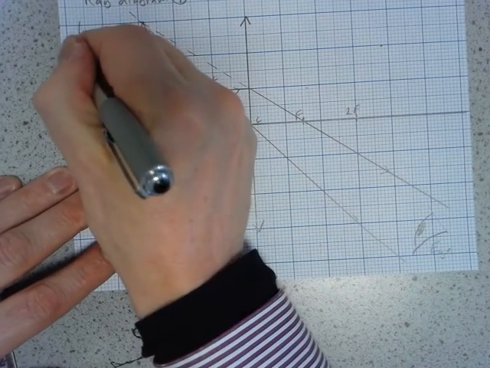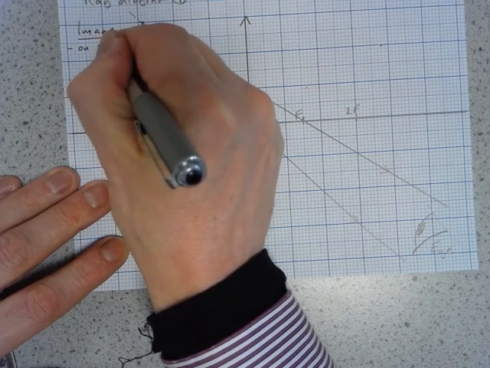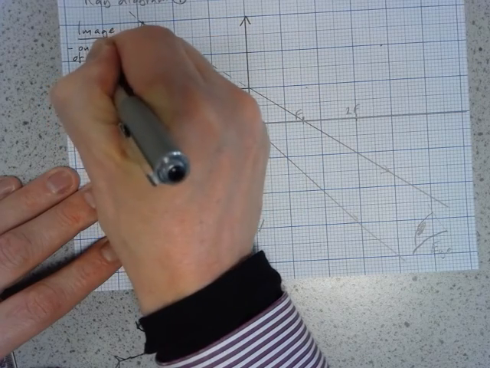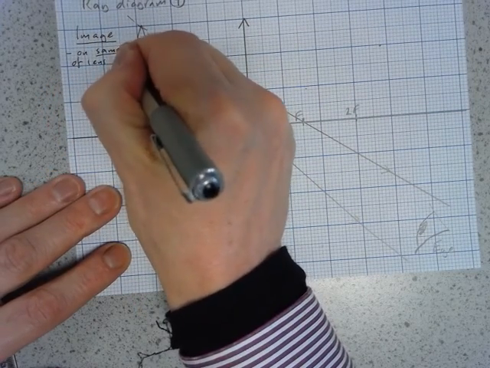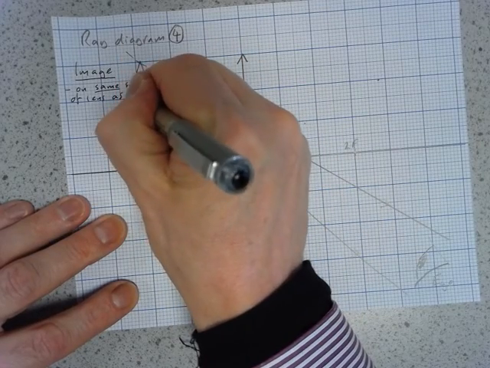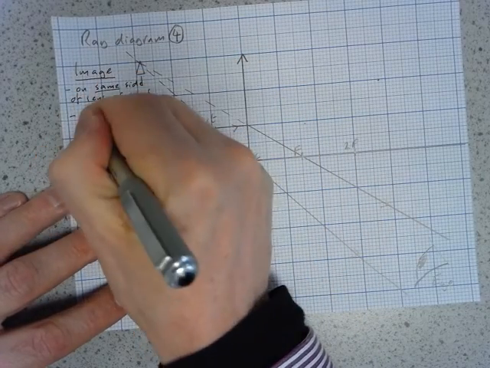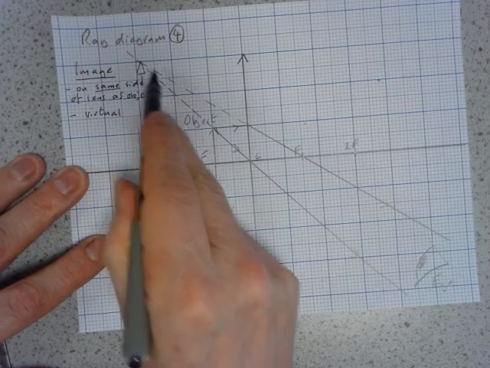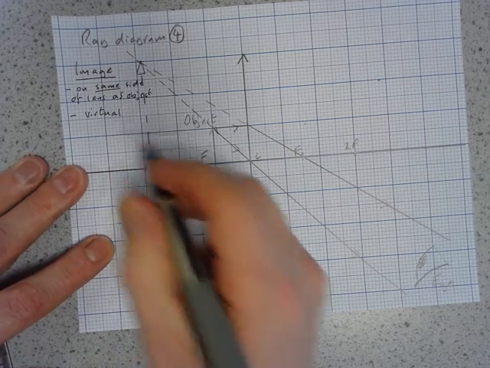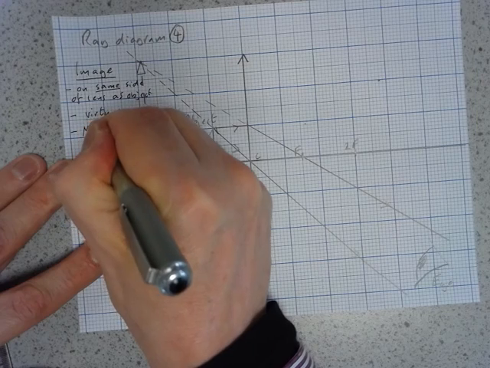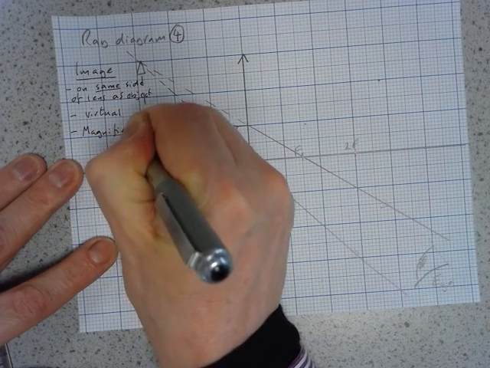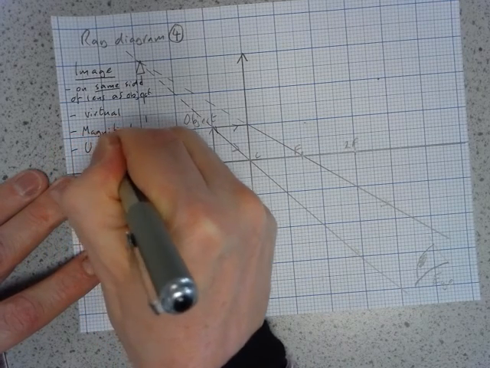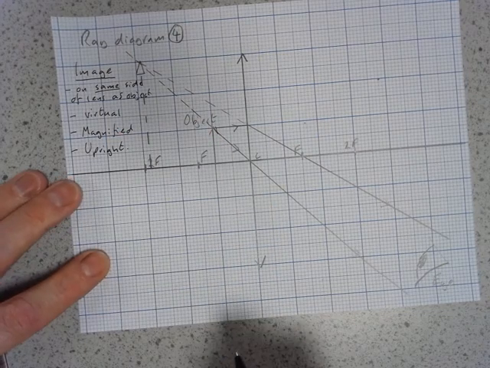and its position is on the same side of the lens as the object, and its nature is that it is virtual. It is formed by rays of light that do not pass through it. It cannot be obtained on a screen. It is magnified. It is bigger than the object. And unlike the other real images that we got, it is upright. It is the right way up.